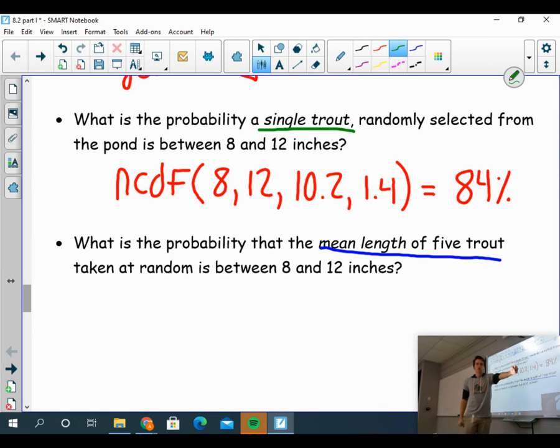Again, single trout out of the pond versus taking 5 trout out, finding their average length, and asking what's the chance that is between 8 and 12 inches. The parallel happening here is when we take the single trout out, we're looking at the whole population. But when I take 5 trout out and find the average, I'm now looking at the distribution of sample means. Do you see the difference there? Single trout out of the pond is looking at the whole population. Taking the average of 5 is looking at the distribution of sample means.